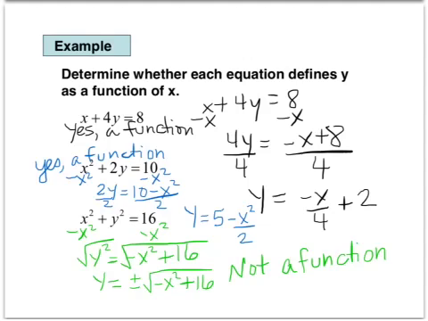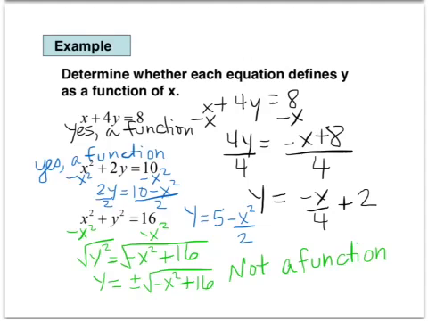Because whatever number that we get for an answer, we have either the positive version of that number or the negative. So if it turned out our answer was 5, it would be positive 5 or negative 5. So you get two different answers for y, which makes this not a function.